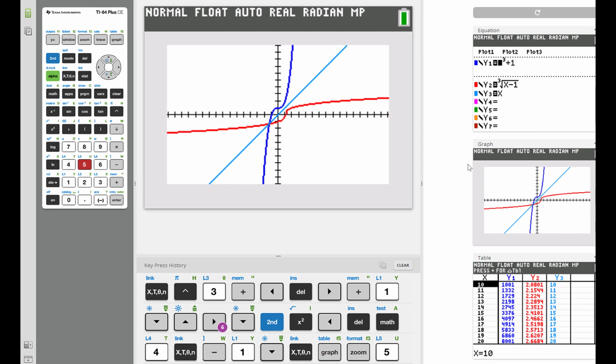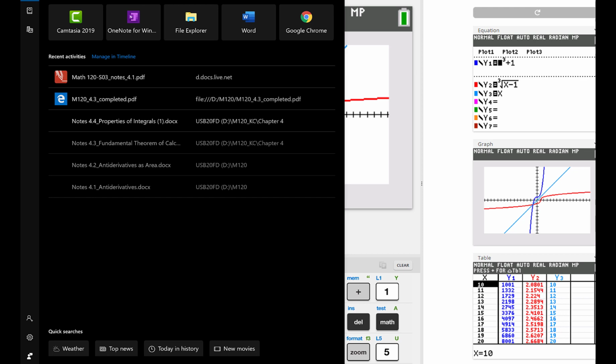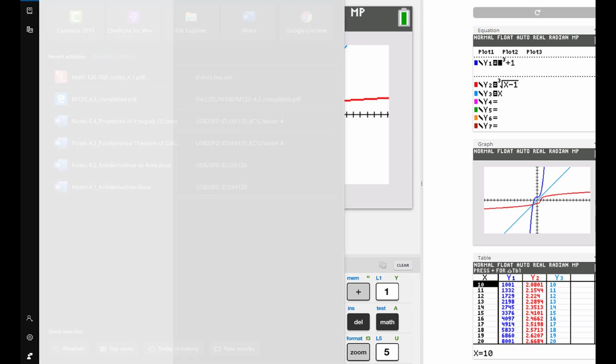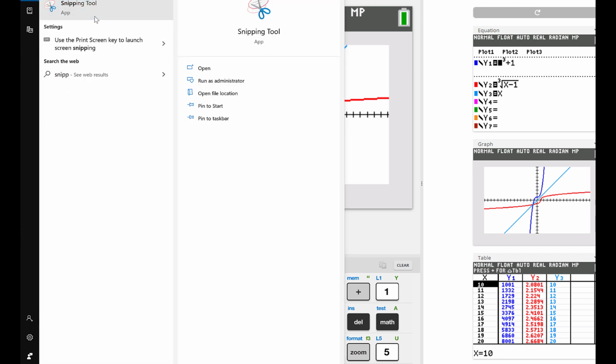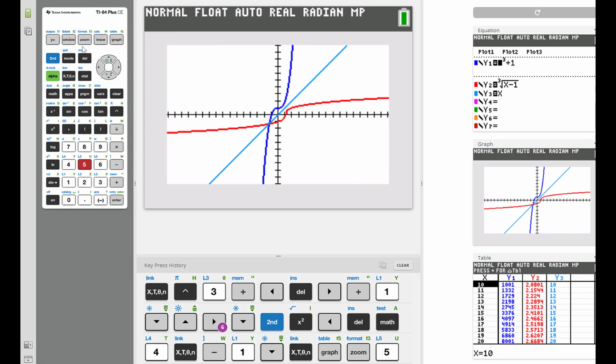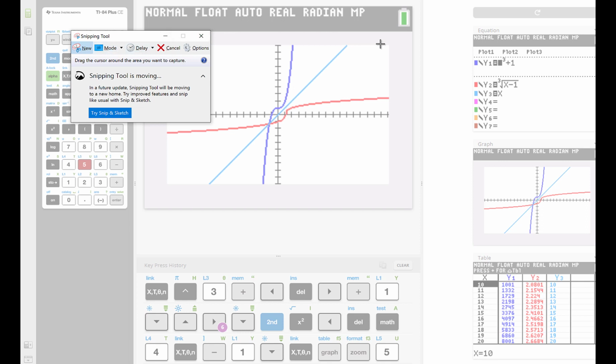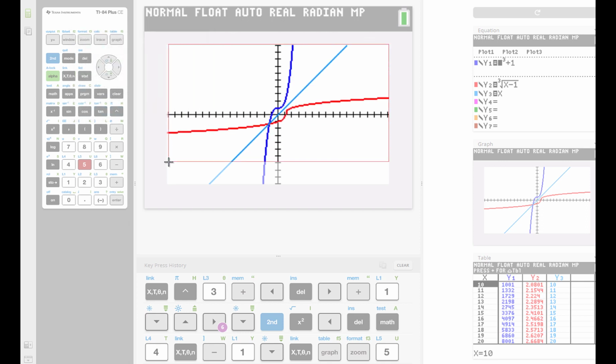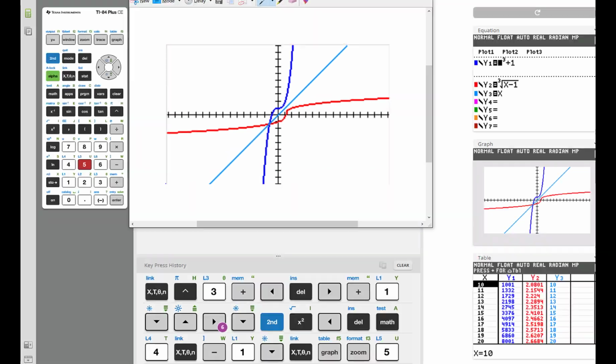Yes. So I'm going to go ahead and put this graph right next to all the work. How about that? In order to do that, I'm going to need my snipping tool. Let me find it real fast. And there you go. Isn't that nice?